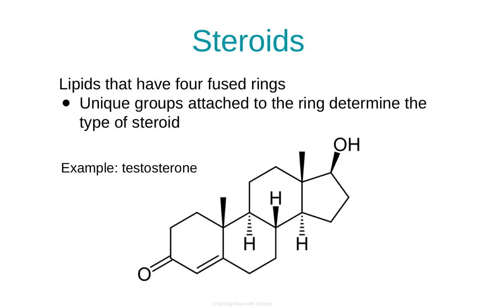Steroids are a special kind of lipid. They have these four fused rings, and the unique groups that are attached to those rings will give them their name. What you're looking at is testosterone. Remember, hormones are a lipid. Hormones are a steroid, and they are a lipid.